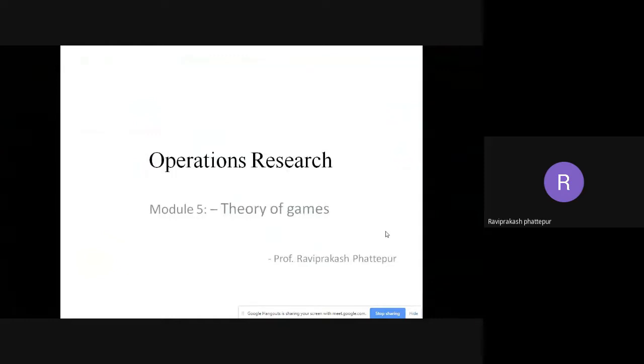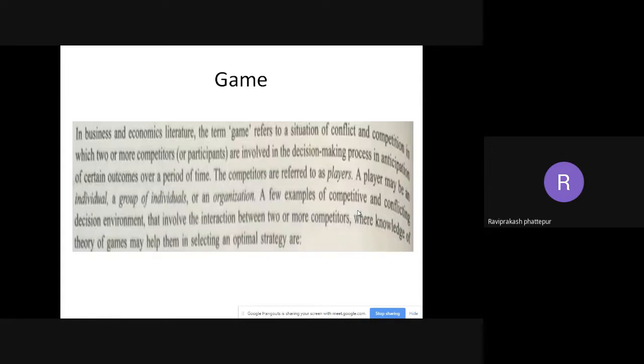Okay, so module 5, as I told you, theory of games. The name of the chapter is theory of games. So what's the game? Okay, what's a game? In business and economics literature, the term game refers to a situation of conflict or competition.